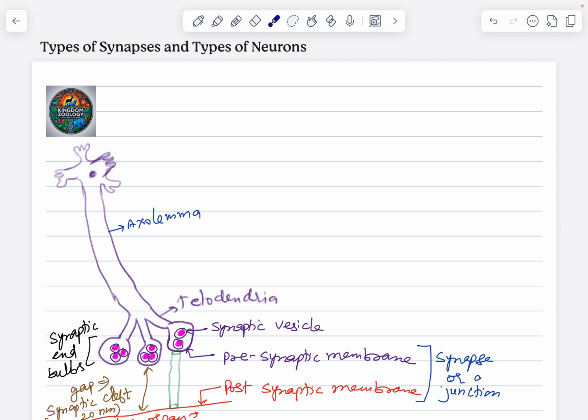Okay, so that's it then for now, the various types of synapses and how the neurons connect with the target organs. So I'll continue in the next lecture with the various types of neurons on the basis of their functions.